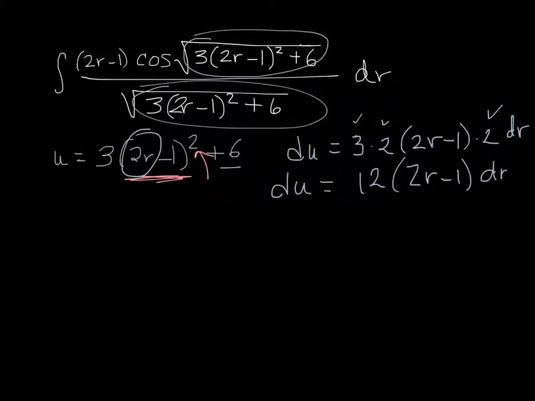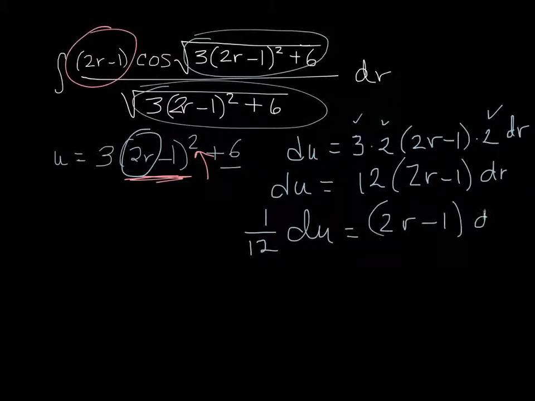And now I look up here and I say, well, that certainly would be nice if it didn't have that stinking 12 in front of it. So no problem. We can divide by 12: du over 12 equals (2r minus 1) dr.